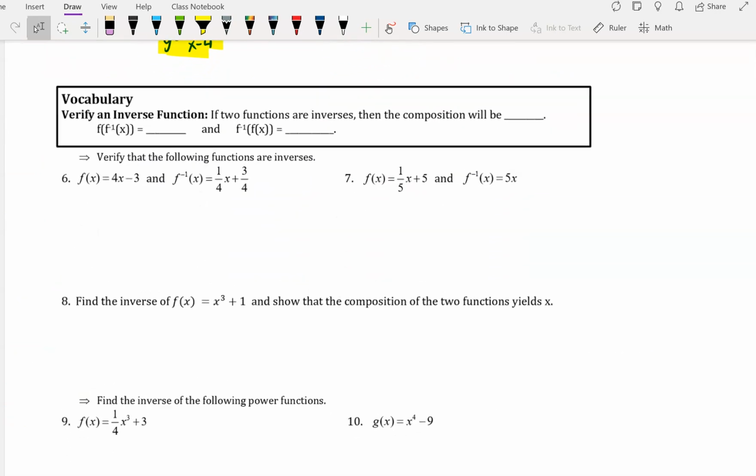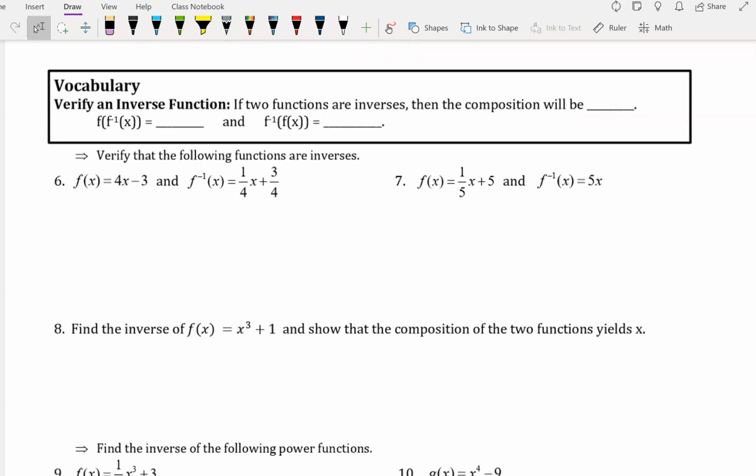Vocabulary. Verify an inverse function. If two functions are inverse functions, then their composition will be x. So what that means is if we plug one function into its inverse and we simplify it, it should simplify to just x. Everything else should cancel out. So if we plug the inverse into the function, we should get x, and vice versa. If we plug the function into its inverse, we should also get just x.